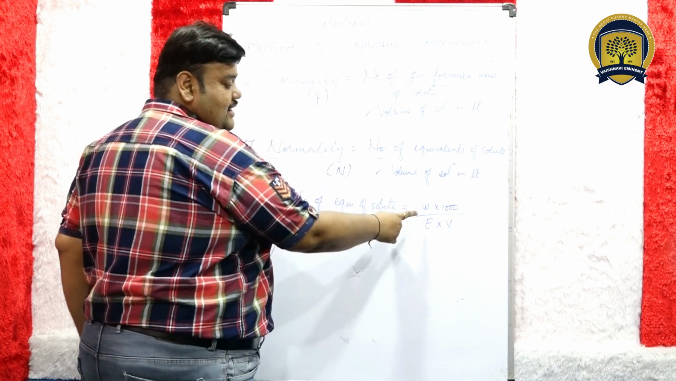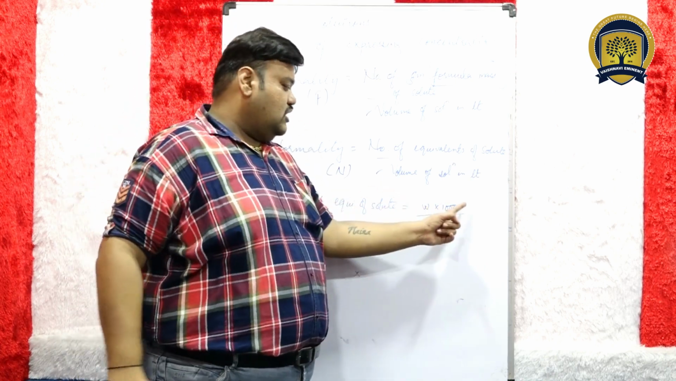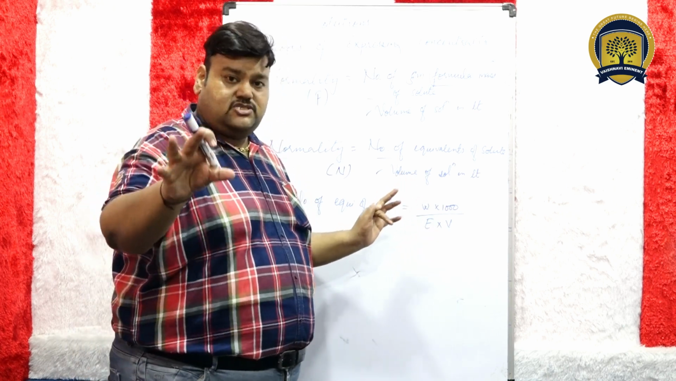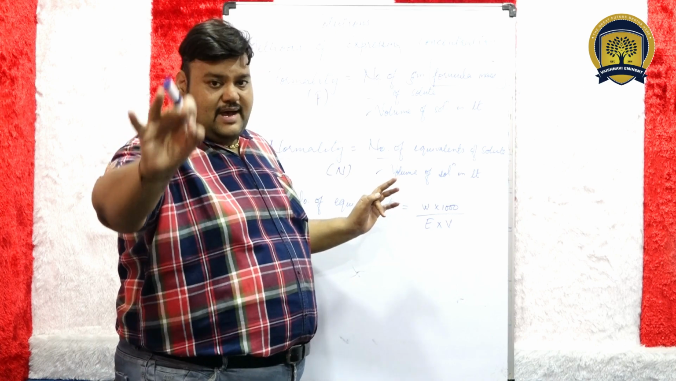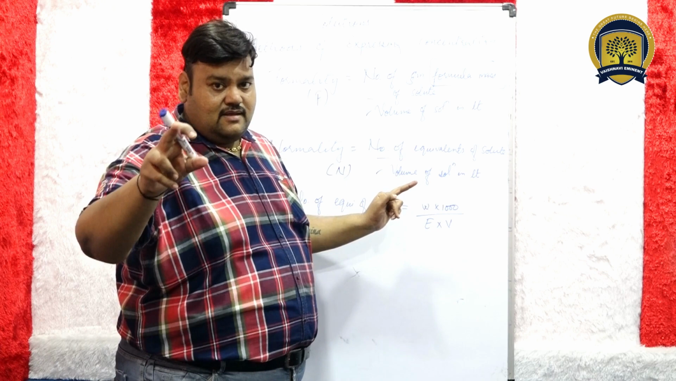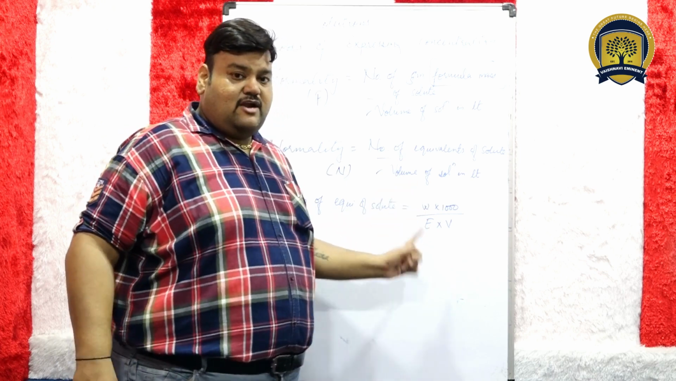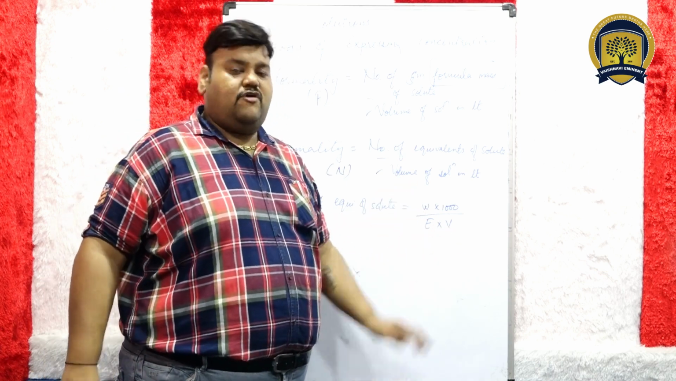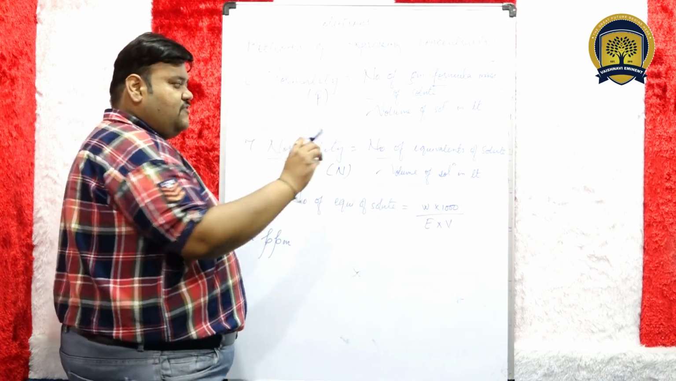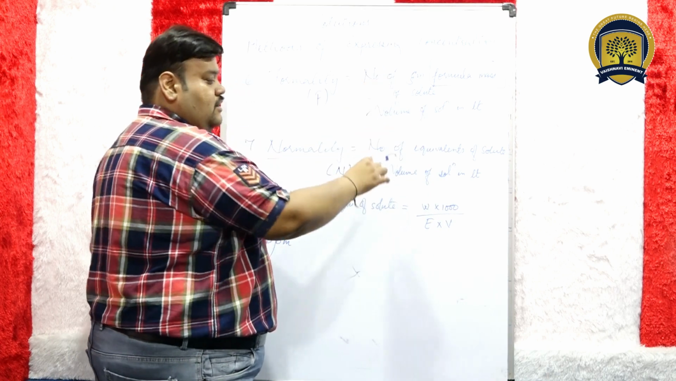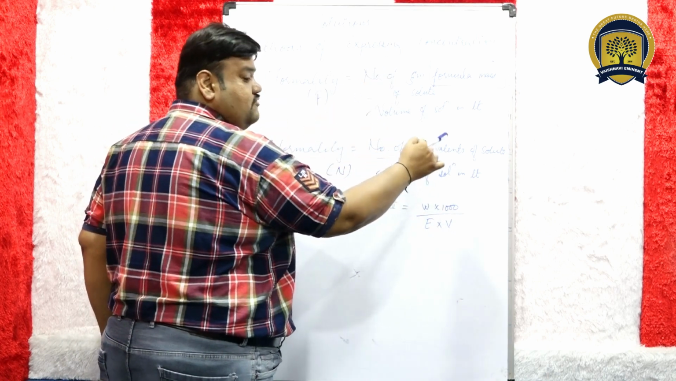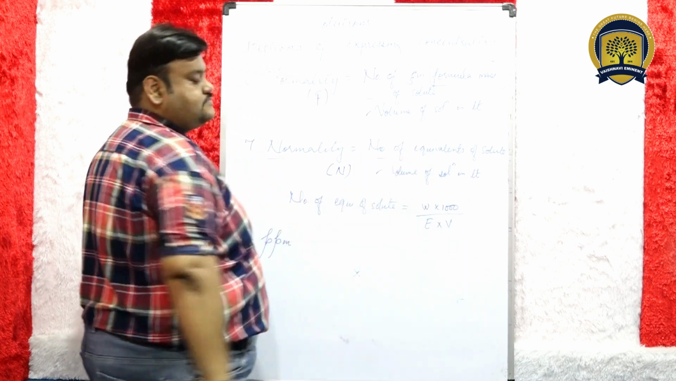This is calculated by the next formula, which is W into 1000 upon E into V. Now W is the mass or weight of solute. 1000 represents your per liter, right? E is the equivalent weight, and V is again the volume of the given solution. So normality is calculated by finding the number of equivalents per volume of solution, and to find the number of equivalents, use this formula.